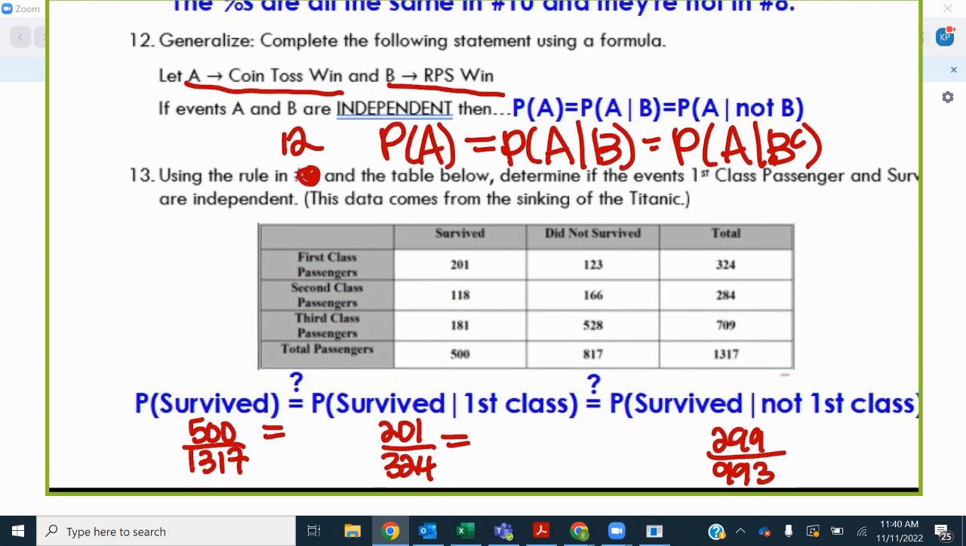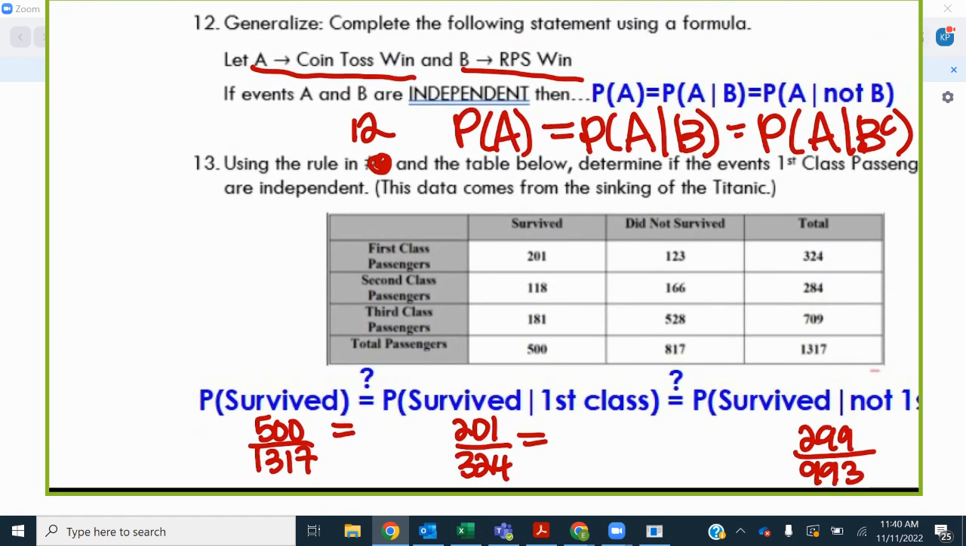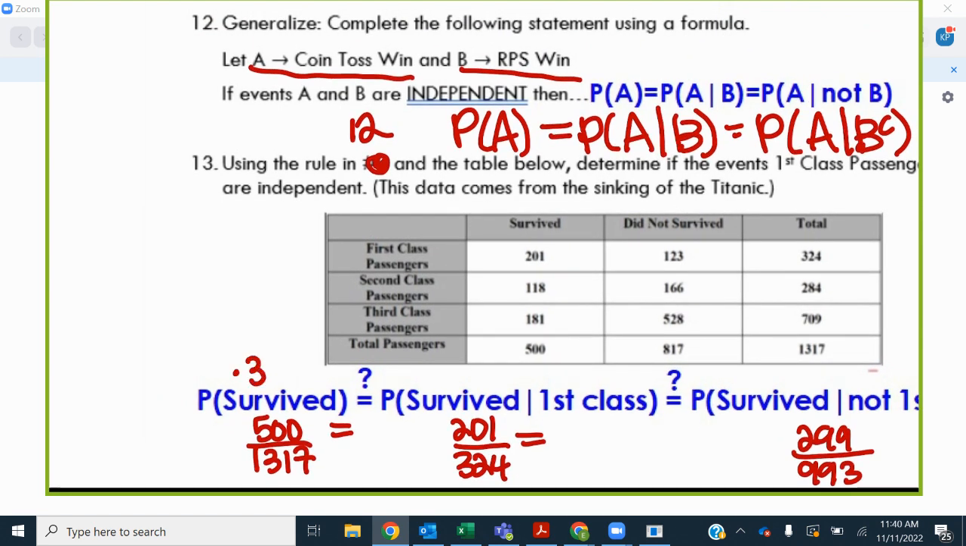So what we can see here, even if I'm not going to do the math in my calculator because we can see it already. Well, we should do it, but I can see here that a little bit more than a third of the passengers survived. So this one, I'm out of room, but this one equals 0.38. So a little bit more than a third. I can already tell 201 out of 324, that's close to 2/3. But I'll do the math.